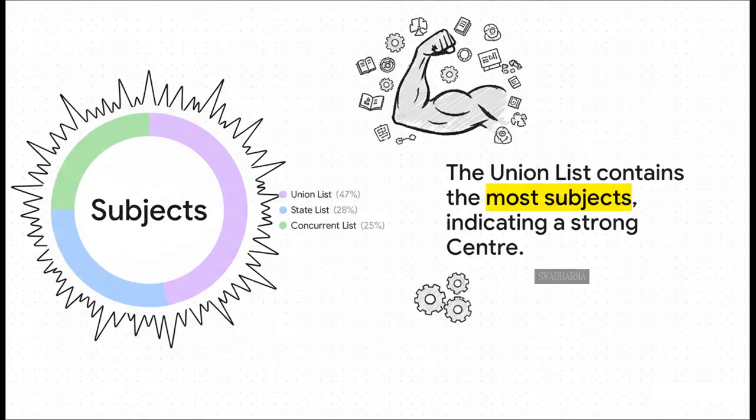Now, if we look at the numbers, a very interesting picture emerges. The union list has 98 subjects. The state list has 59, and the concurrent list has 52. What does this tell you? It's not just that the union list is the longest, it also contains the most significant subjects for running a country. This was a deliberate choice by the Constituent Assembly. It shows a clear bias towards a strong center. Our older brother clearly has the most responsibilities on his plate.